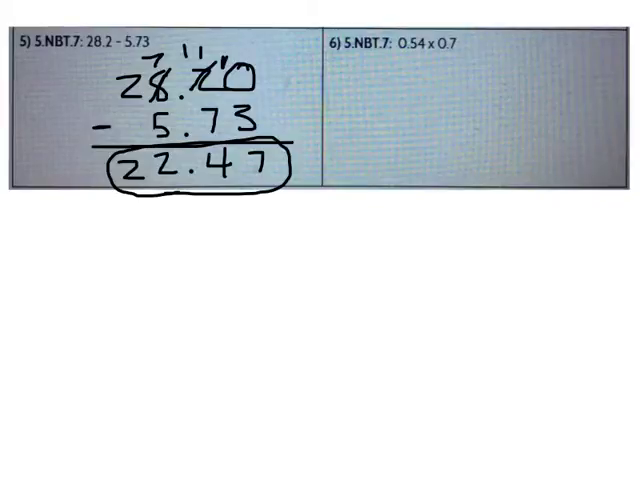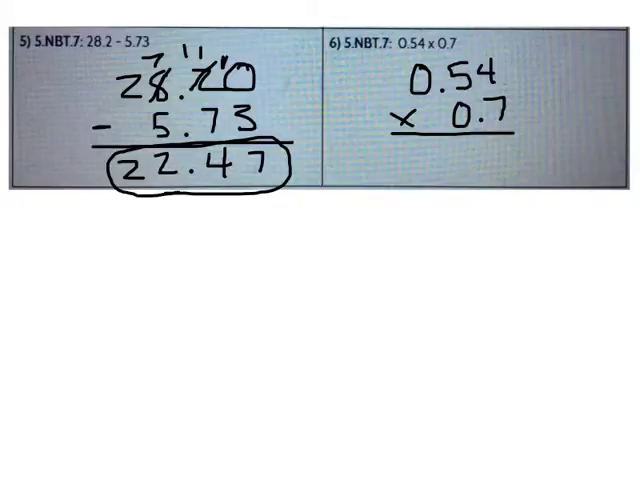54 hundredths times 7 tenths. Remember, when I multiply decimals, I don't need to line up the decimal points. First, I need to know how many digits are going to be behind the decimal in my product. How many digits will be behind the decimal in my product? Well, hundredths, 1, 2, times tenths, 3, would give me a digit in the thousandths place. 3 digits need to be behind my decimal.